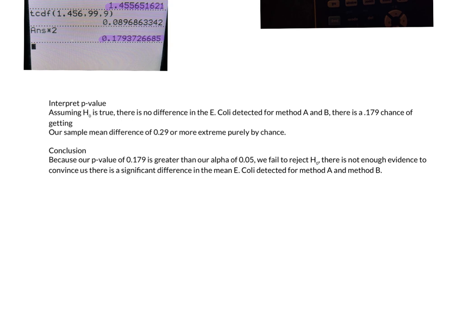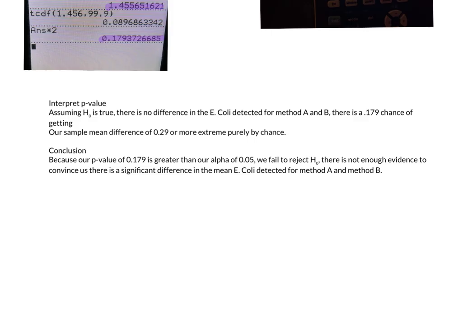Assuming H0 is true, there's no difference in the E. coli detected for method A and B. That's our null hypothesis. There's no difference. This adds context to our p-value, so it's good to kind of do that, especially with these differences. There is a 0.179 chance of getting our sample mean difference of 0.29 or more extreme purely by chance.